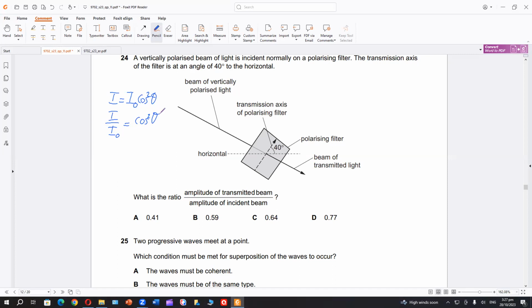Now, can you help me out with how we proceed forward? We are at this position, I upon I naught is equal to cos squared theta. Since they're asking for amplitude, we'll use I is directly proportional to A squared. I was thinking that we first find this ratio, I upon I naught, then I1 upon I2 is equal to A1 upon A2 whole squared. That's perfectly right. But what about this cos squared theta? How do we solve that?